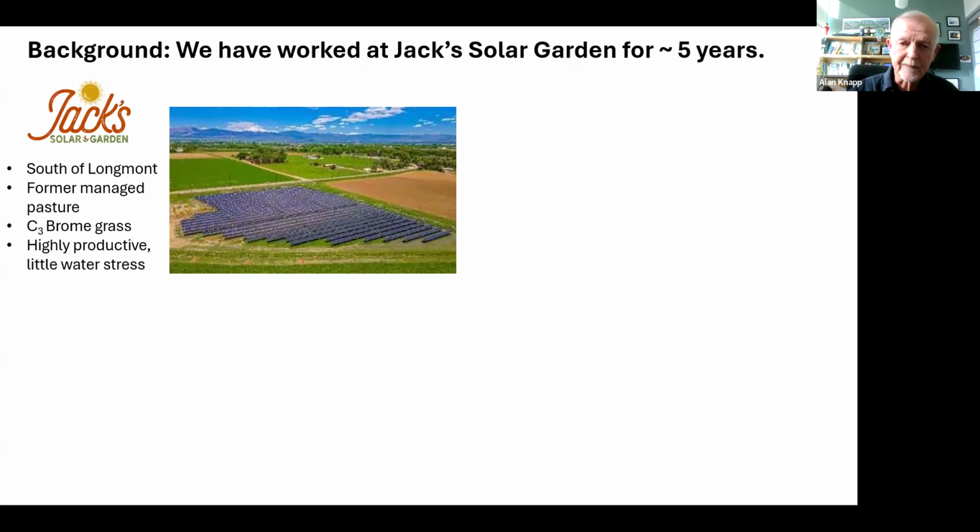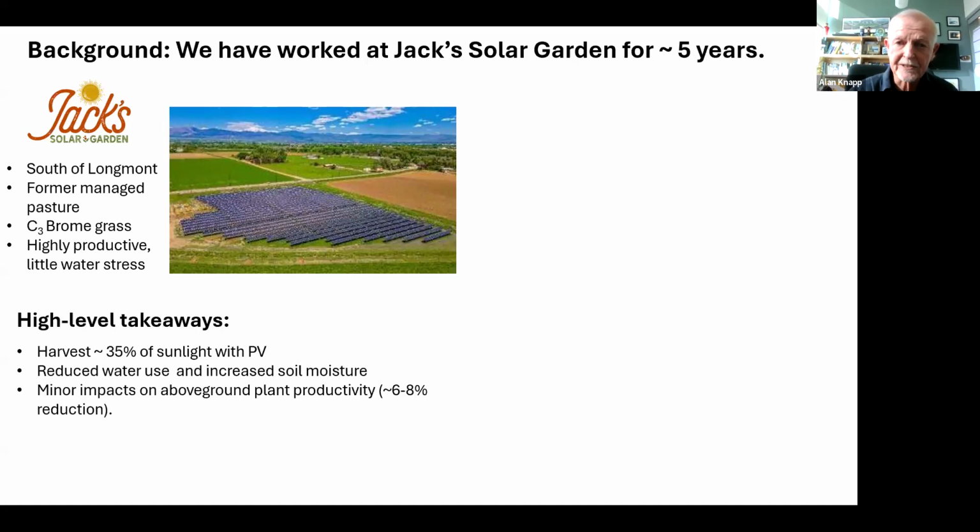The site was primarily a hayfield with mostly Bromus inermis, a C3 grass that dominated. It's really productive for Colorado's purposes. And compared to the site I'm going to spend most of my time talking about, it has very little water stress. So we've been trying to understand how this brome grassland underneath, this perennial grassland underneath this solar array, how sustainable it is, and ecologically just how productive it can be over the years. So again, we've spent about 5 years studying this system.